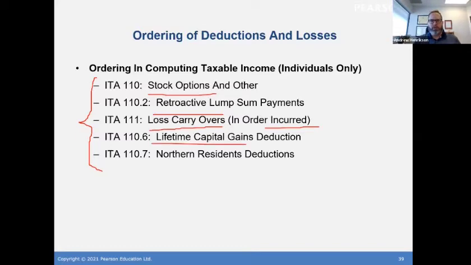And then you would use your lifetime capital gains after that, because that never expires. So save that till the end. That's just a little bit planning-wise of how you would order those losses.